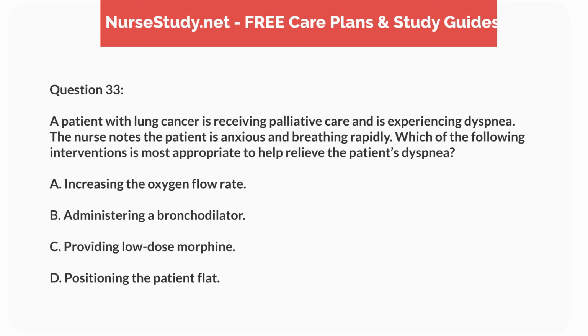Question 33. A patient with lung cancer is receiving palliative care and is experiencing dyspnea. The nurse notes the patient is anxious and breathing rapidly. Which of the following interventions is most appropriate to help relieve the patient's dyspnea? A. Increasing the oxygen flow rate. B. Administering a bronchodilator. C. Providing low-dose morphine. D. Positioning the patient flat.